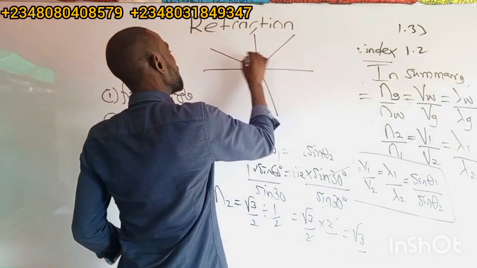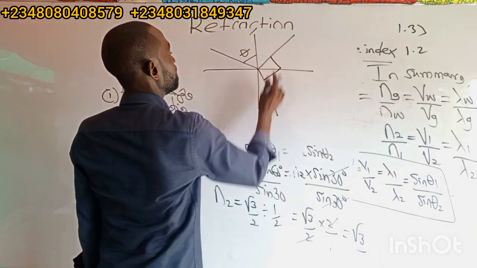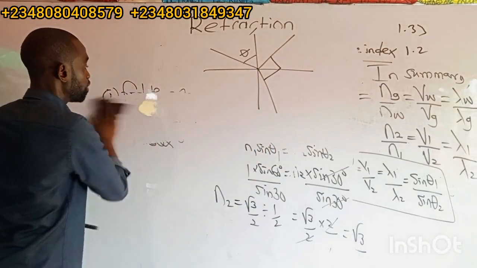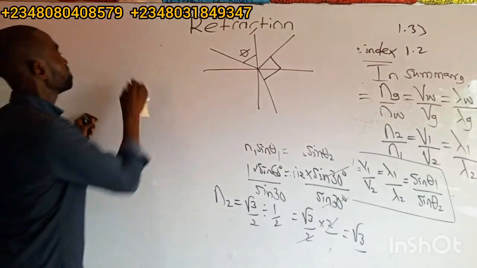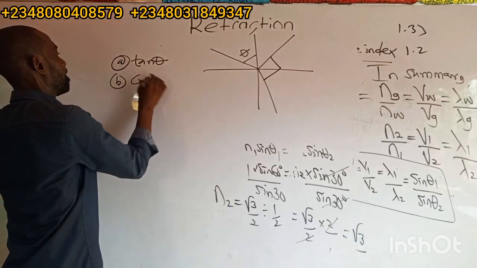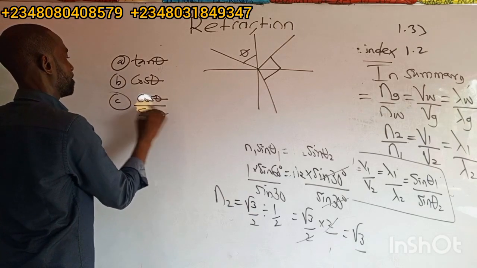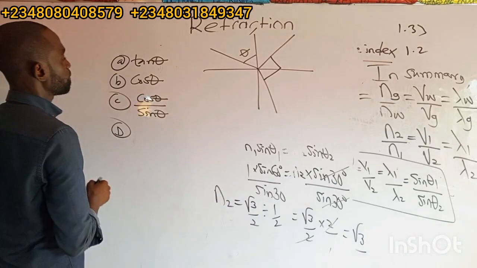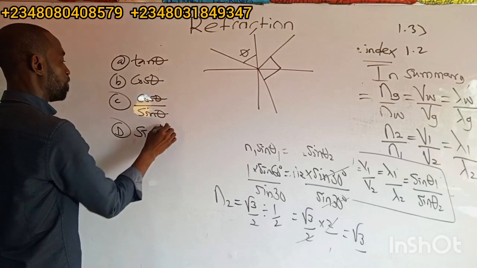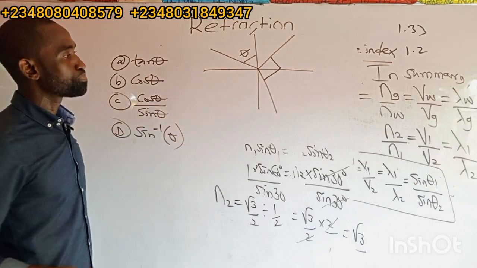This angle and this angle is 90. What is the refractive index of the second medium? The options are A, tan theta; B, cos theta; C, cos theta all over tan theta; D. They ask for the sine of what? This question is to find the refractive index.